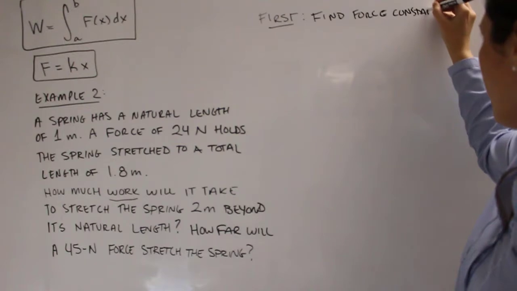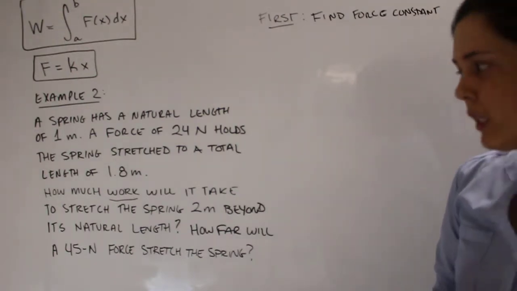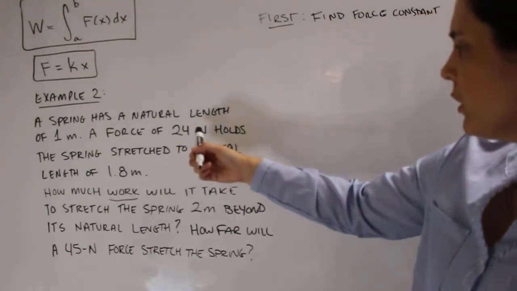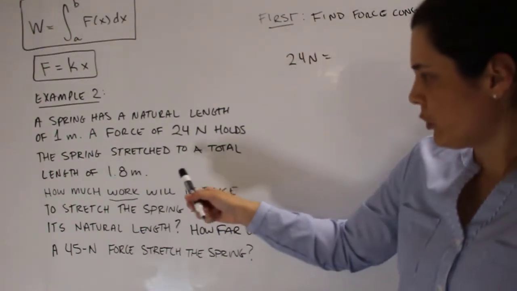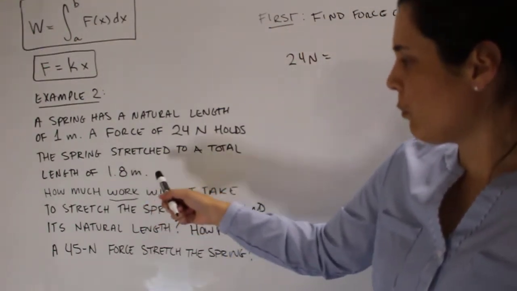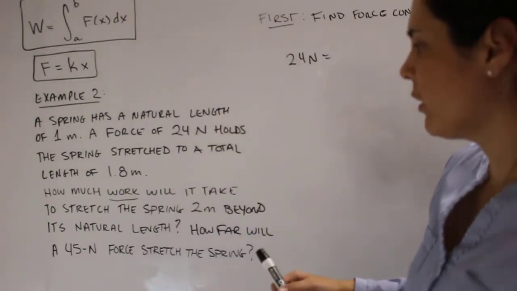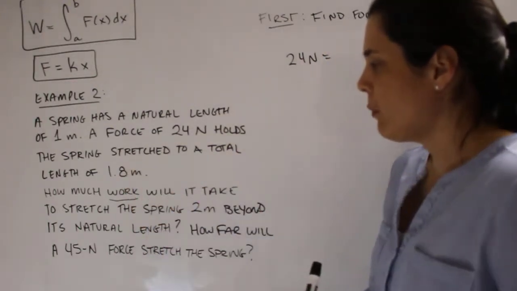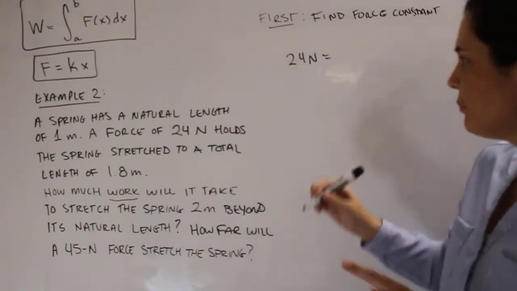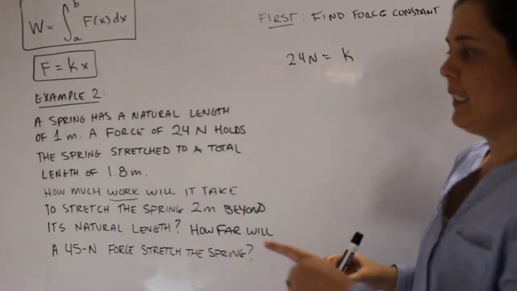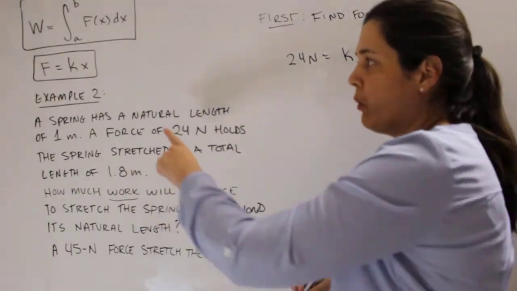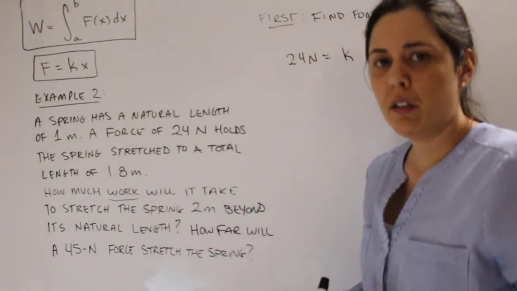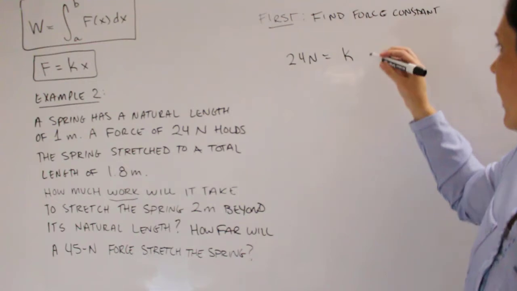All right, so we're going to solve for k with what we know. We know that the force, 24 newtons, required to stretch the spring to a total length of 1.8 meters, is the force required to stretch to 1.8 meters. Now be careful here. x is not 1.8 meters. It says a total length of 1.8, but originally the spring was already a meter long. So you have to do subtraction here.